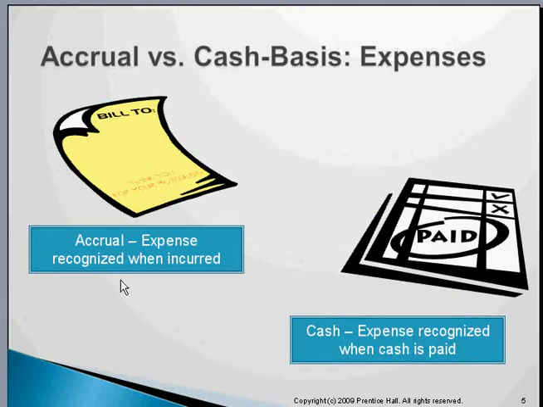Okay? Accrual versus the cash basis expenses. Under the accrual basis, we recognize the expense when it's incurred. Okay? So, if you get a cable bill in the month of June and it's not going to be paid till July, then we would record the expense for the month of June. Okay? Under the cash basis of accounting, the cable bill would be recognized in the month of July when it's paid, even though it's for the month of June. So that's a small overview on the accrual versus the cash basis of accounting.